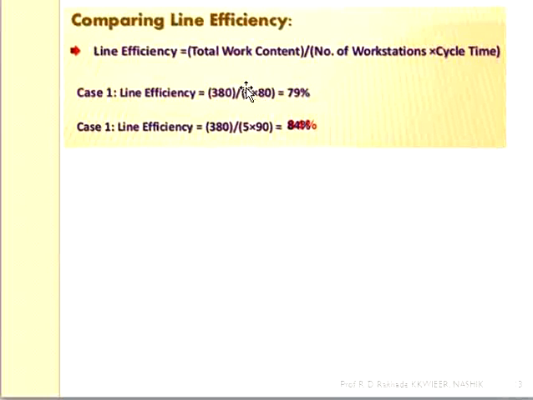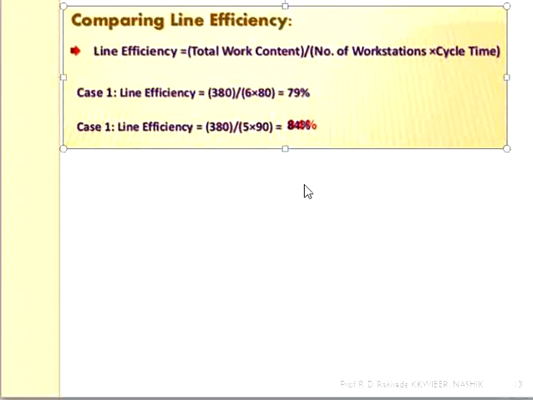And in the second condition we have only 5 workstations with a cycle time of 90. So we can see that there is a difference between the efficiency of 79 and 84. So ultimately we decrease workstations and increase the cycle time of the workstation, and we can increase the efficiency of the line by 5%.